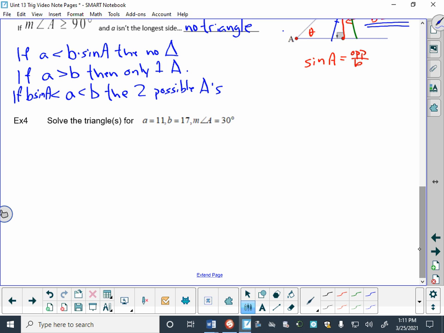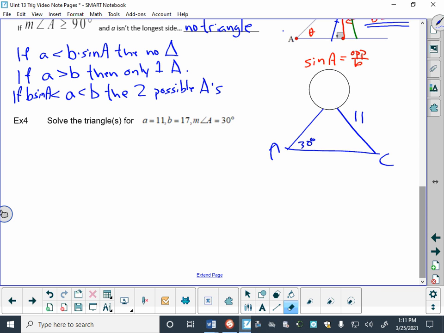Okay. So we have a triangle where A is 11, B is 17, the measure of angle A is 30. That's smaller than 90, so that doesn't help us eliminate and say anything. But we are going to need to test. Let's go ahead and just draw a generic triangle, and we'll label it ABC, and here's the 30-degree angle, and here is the 11, and the B is the 17 down here.